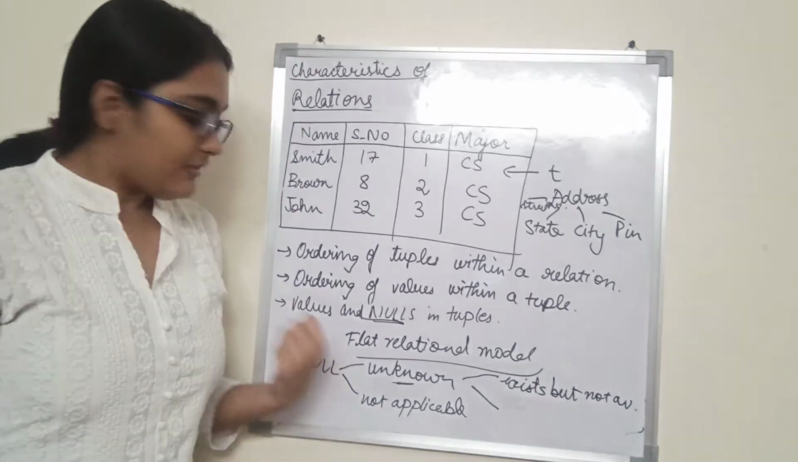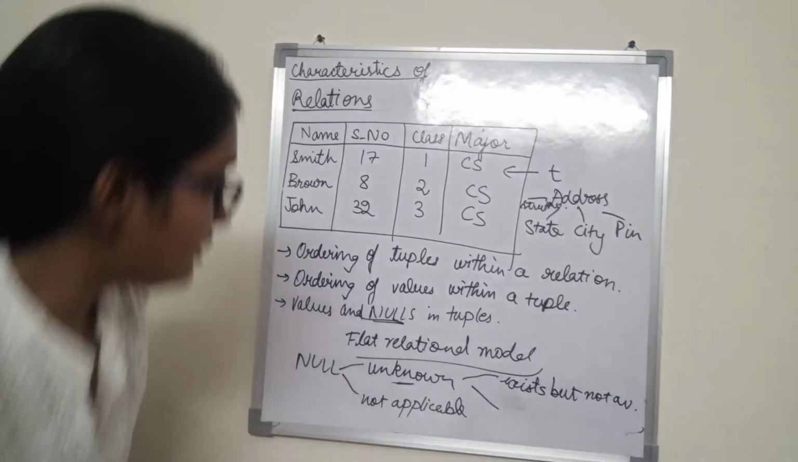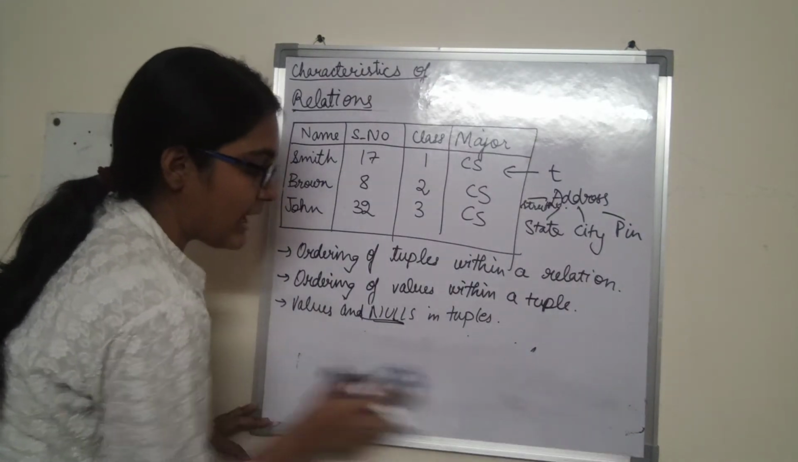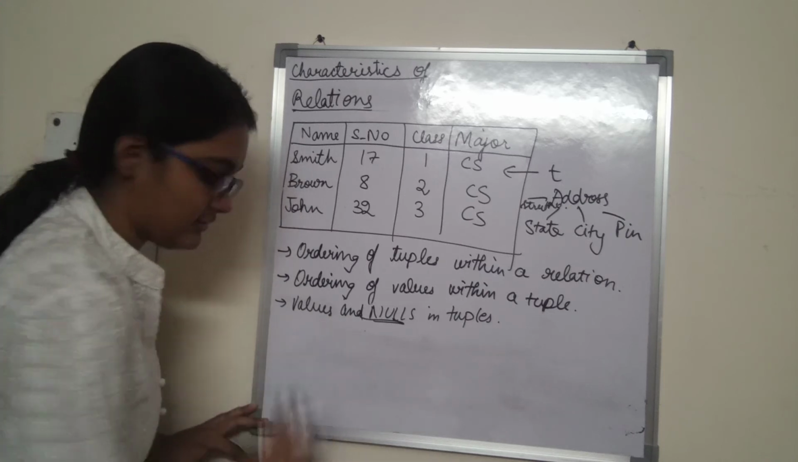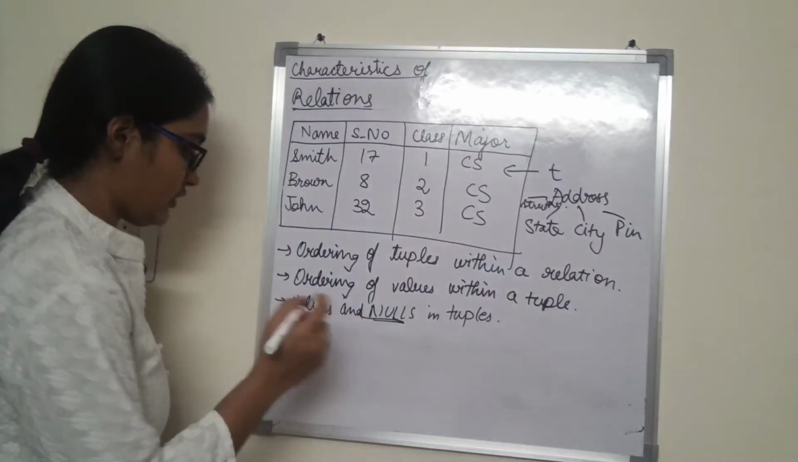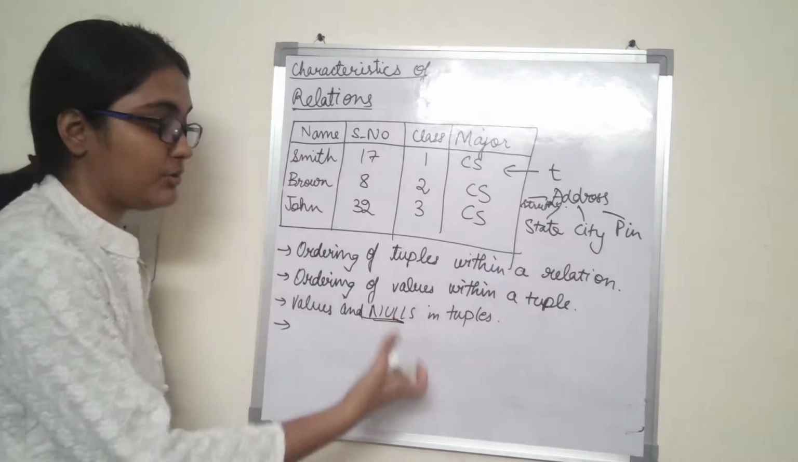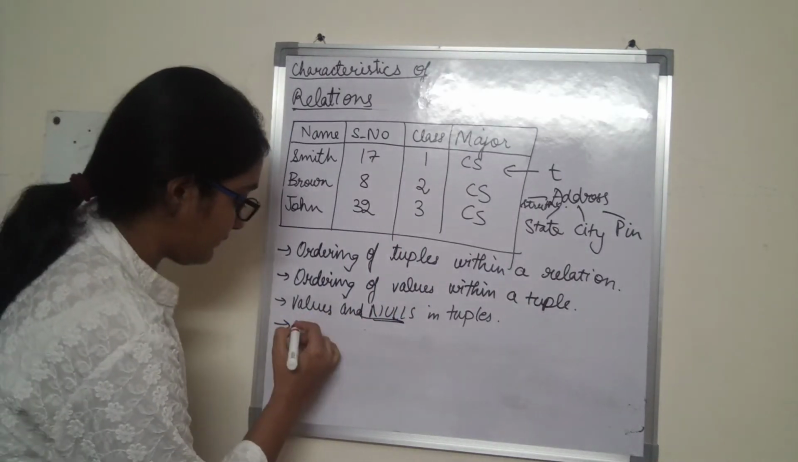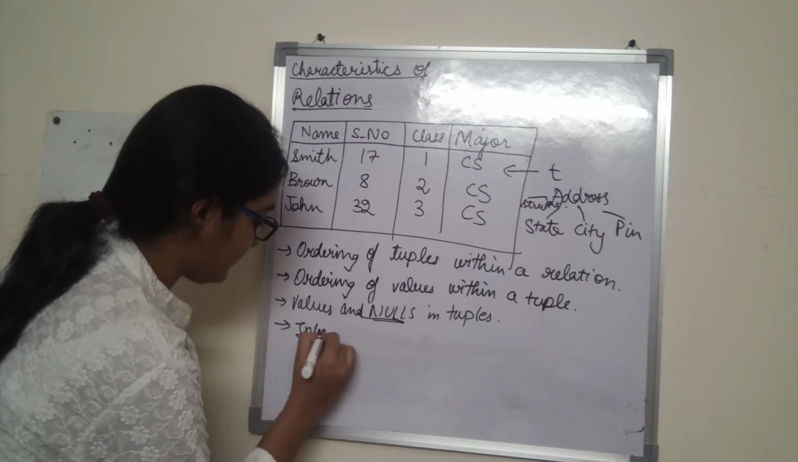Now let us talk about the fourth point, that is the interpretation of a relation. The book I am referring to is Navathe, in case you don't know. You can find all of this there if you want to dig deeper into it. So now let us talk about the interpretation of a relation.